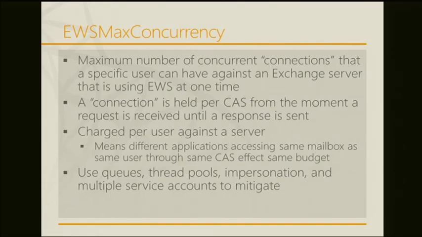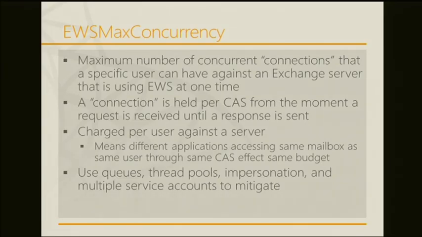Another one here, EWS max concurrency. So this is the maximum number of concurrent connections that a specific user can have against an Exchange server using EWS at one time. So obviously we talked about yesterday, EWS is largely stateless. We'll talk a little bit about affinity and subscriptions and how they're kind of stateful. But for the most part, unlike MAPI, we're not creating sessions on a server. So this idea of a connection is kind of weird when we talk about EWS, but basically it just means from the time that a request hits the CAS server to the time the response went out back to your client, that counts as a connection.